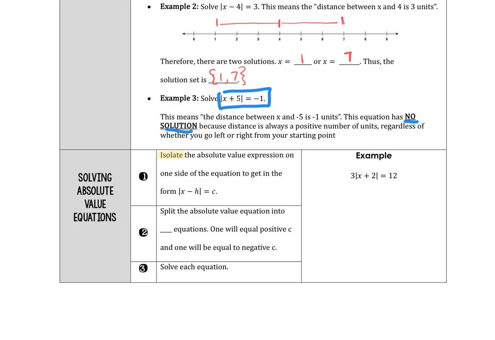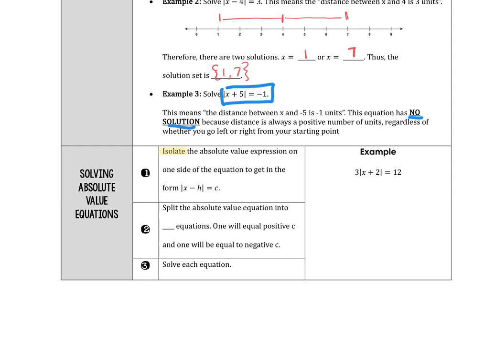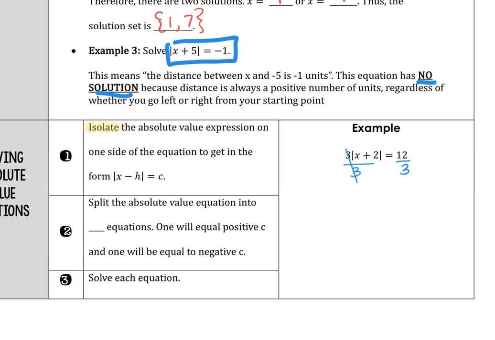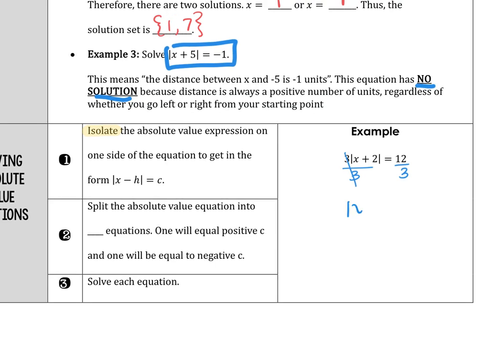The absolute value bars are not parentheses. You do not distribute. Absolute value bars, you cannot distribute. So instead, we're going to use inverse operations to get rid of that 3. Since the 3 is being multiplied by the absolute value, we'll divide. And just like any other equation, whatever we do to one side, we have to do to the other. So then what we'll be left with here is the absolute value of x plus 2 is equal to 4.